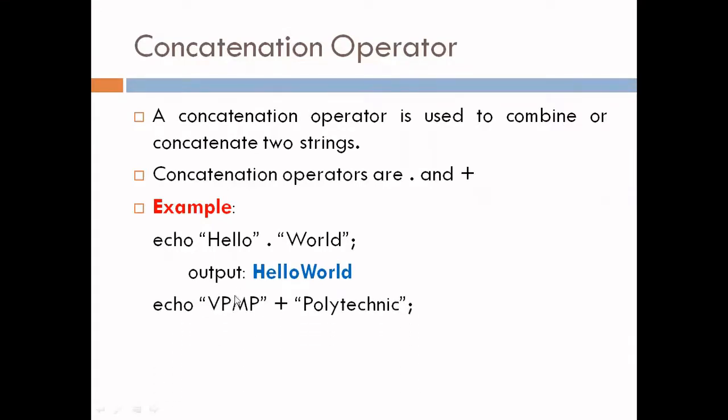Echo in double quotation marks "VPMP", that is my first string, plus, in double quotation marks "Polytechnic". So VPMP is my first string and Polytechnic is my second string. It will print an output of VPMP Polytechnic as a single phrase. So in this way, we can use the concatenation operator in PHP.